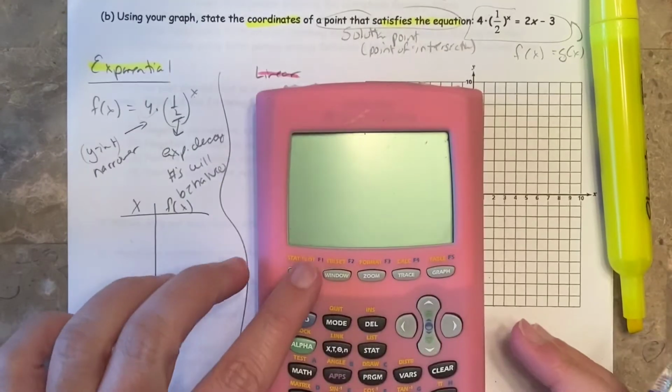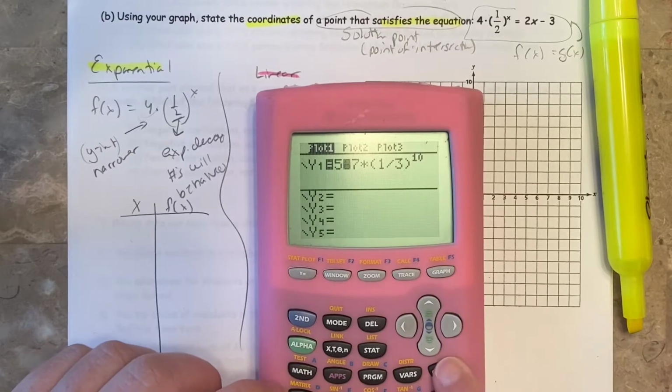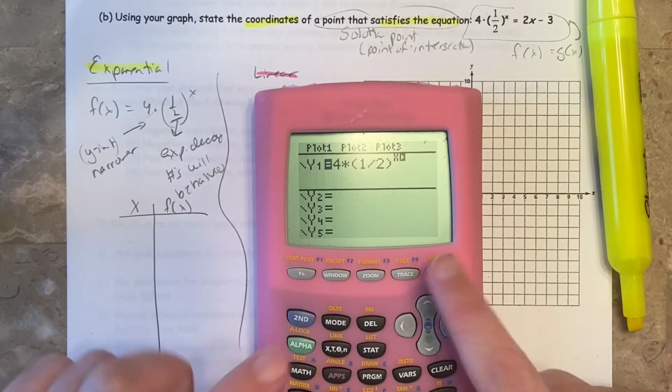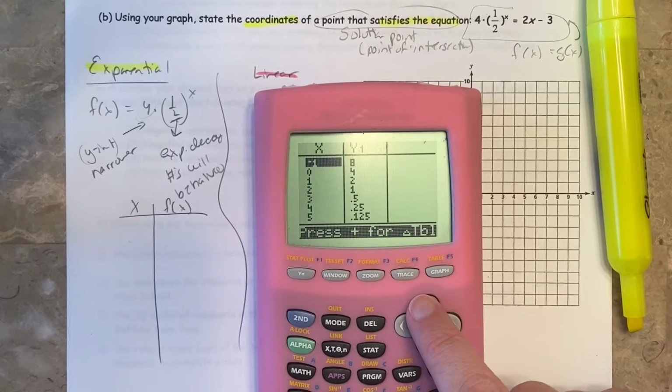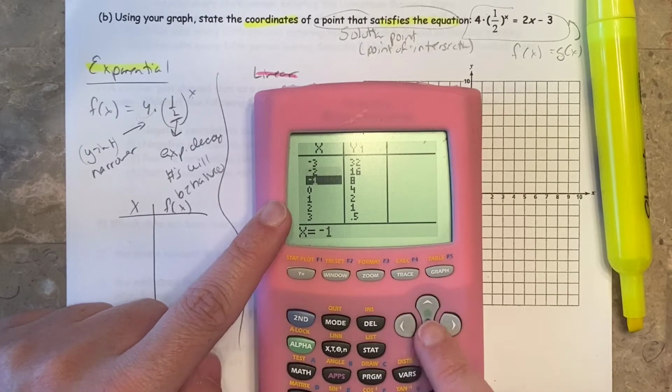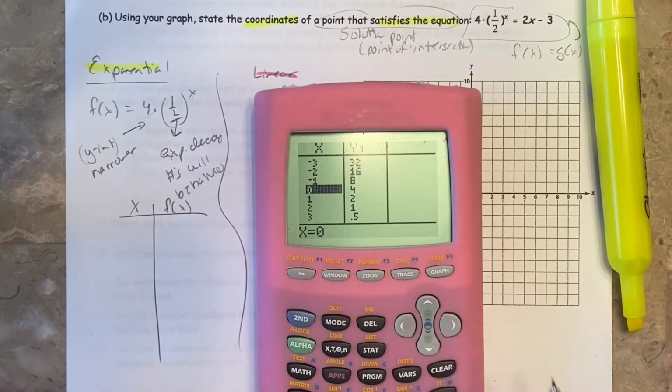All right, to the calculator. So y equals 4 times 1/2 to the x. I'm going to go to the table, and I can only go up to, well, that's way too high, -2.6. Okay, so -1, 0, 0, 4.